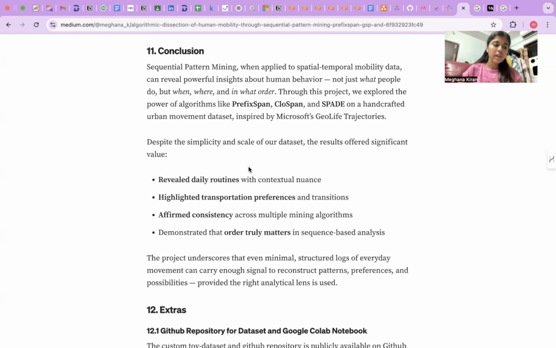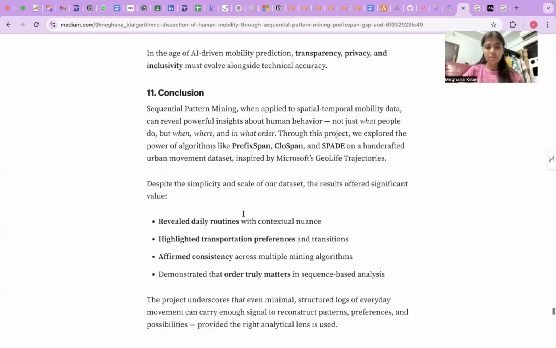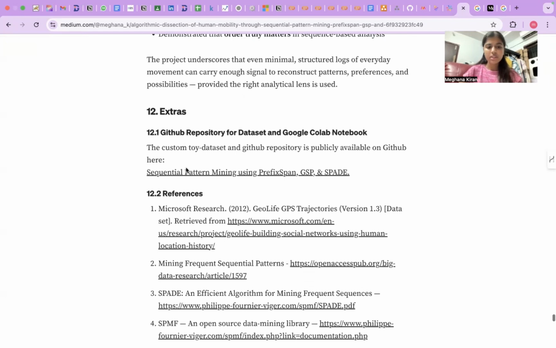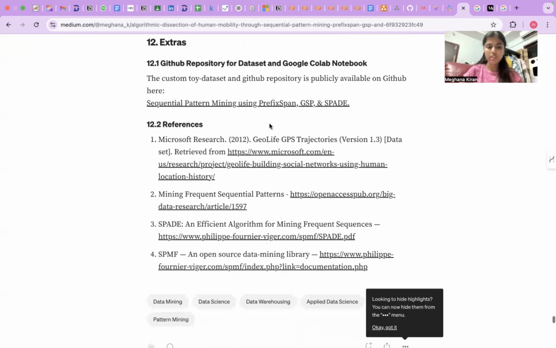So the conclusion we have here is, even a small dataset can tell you big stories if you listen to them the right way. This project taught me a lot about pattern mining, interpretability, and the importance of detail, especially when I used these three algorithms: PrefixSpan, SPADE, and GSP. And this is the GitHub repository for both the dataset and the Google Colab notebook. And these are the references that I've used.